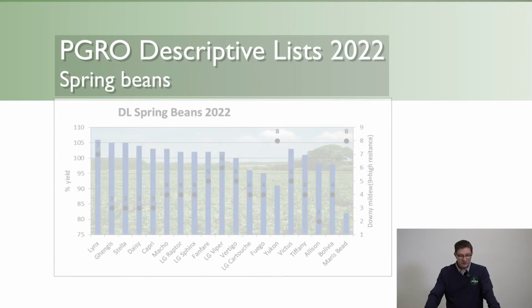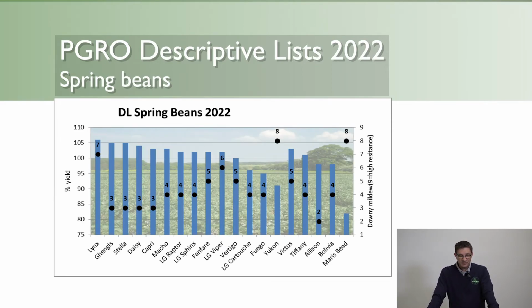And the next slide highlights some of the differences between them. For 2022, there are no new varieties on the descriptive list, and all of the varieties on the descriptive list, with the exception of Maris Bead, are pale hilum, which is black. In addition, Victus, Tiffany, Allison and Bolivia are LVC types, so low vicine convicine types.